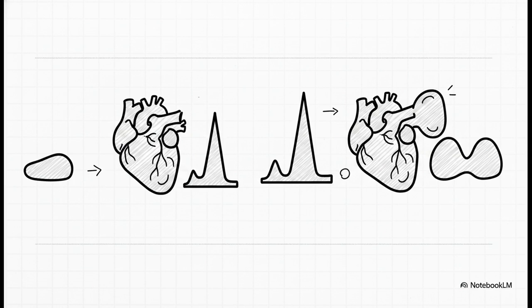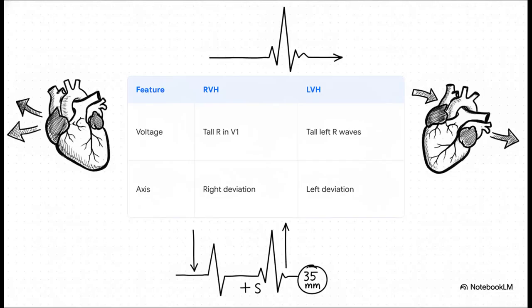When physical changes happen, say an atrium gets stretched out from high pressure, it directly changes its electrical signature. If the right atrium is overloaded, it generates more voltage. That leads to a noticeably tall, peaked P wave, measuring 2.5 millimeters or more. We used to call that P pulmonale. On the flip side, if the left atrium is enlarged, the electrical wave just takes longer to get through it. That creates a broad, notched P wave, or a biphasic P wave in lead V1 with a deep, negative downward component.